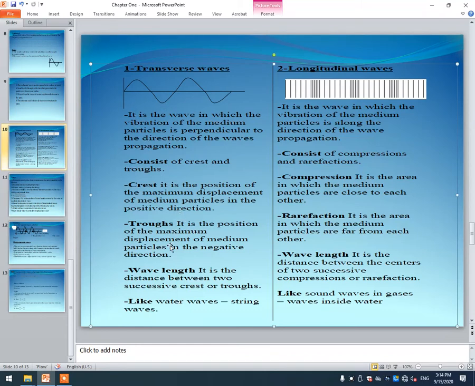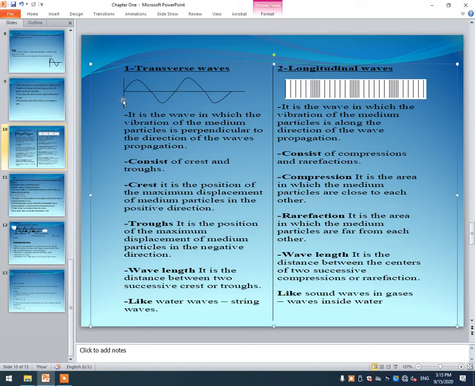And we can put another definition for crest and trough. Crest is the point where the potential energy of the molecules is very high, and its kinetic energy is very low. The trough, in the same way, reaches the peak, but in the opposite direction, which is called the negative direction. This is the difference between crest and trough. So this is the first crest, this is the second crest. Here, this is the first trough, and this is the second trough.